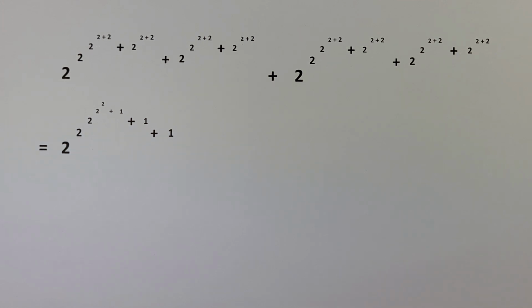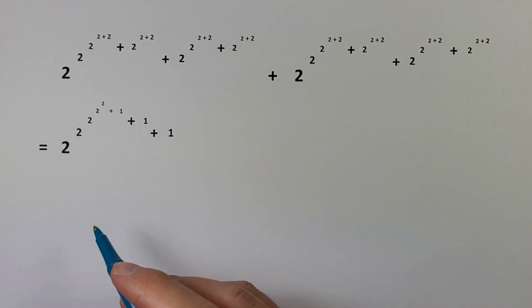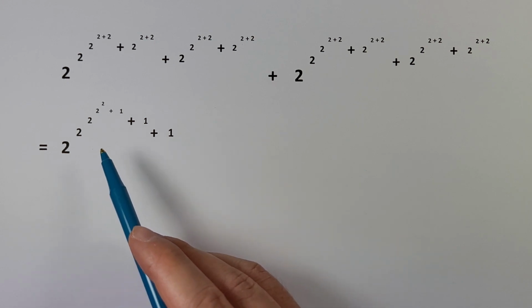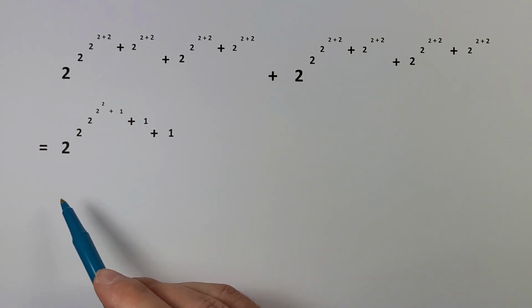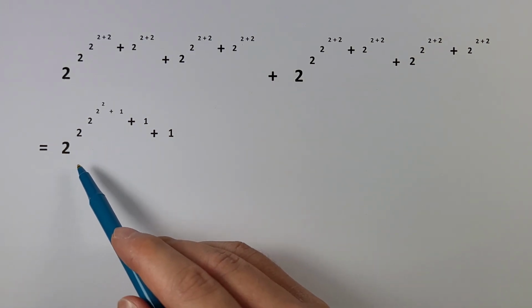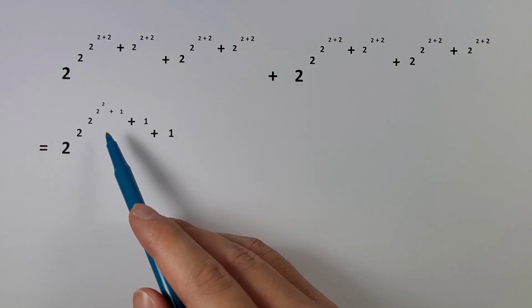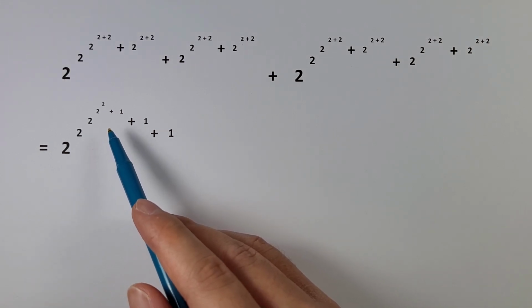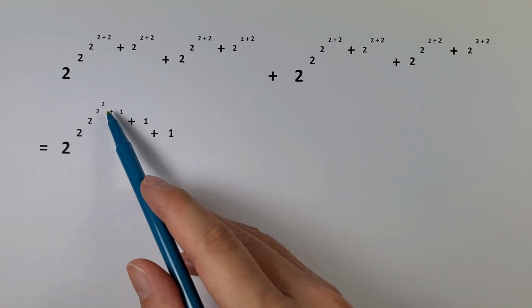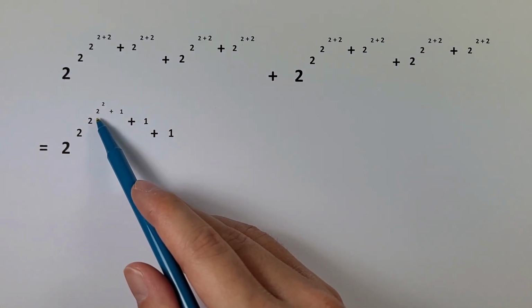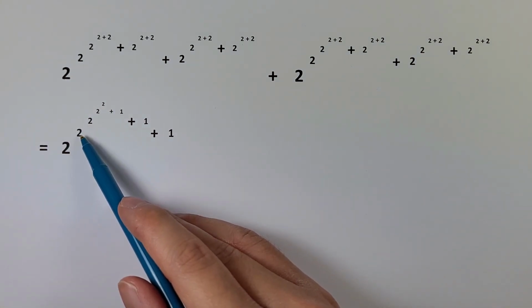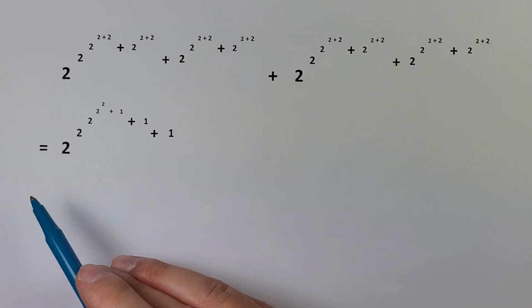For those of you who haven't seen this before, this is what we call a power tower. What is a power tower? It's when you have a bunch of numbers stacked up along the top here, as shown here. So you have an exponent of an exponent of an exponent of another exponent of some number here, for instance.